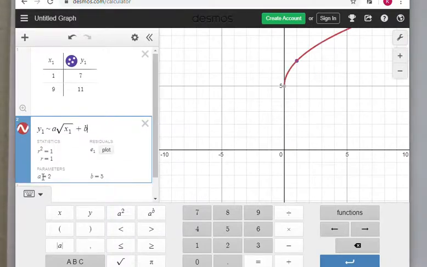And there we go. A is 2, b is 5. Just like we calculated by hand. And notice it's a perfect regression. R is 1, R squared is 1. We only had 2 points, so it did come out perfectly.